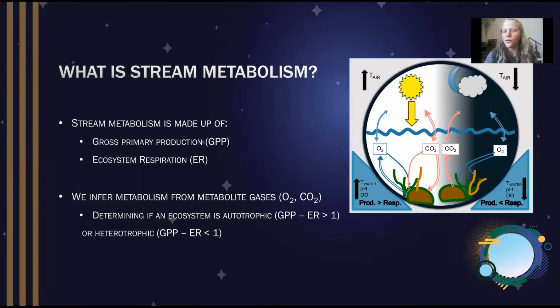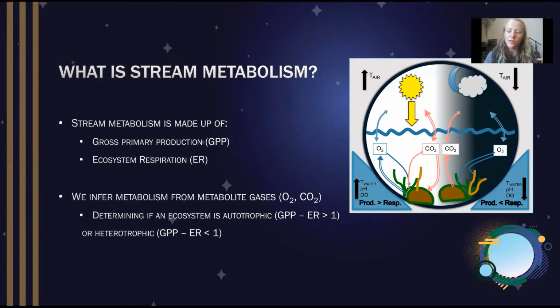GPP and ER work inversely of one another on the metabolite gases. By measuring metabolite gases, we can infer the productivity of the system. However, metabolite gases are also affected by gas exchange and day and night cycles. The day and night cycles drive photosynthetic processes and consequently DO and DIC levels, while gas exchange tries to create an equilibrium of gas concentrations between the terrestrial and aquatic environments.